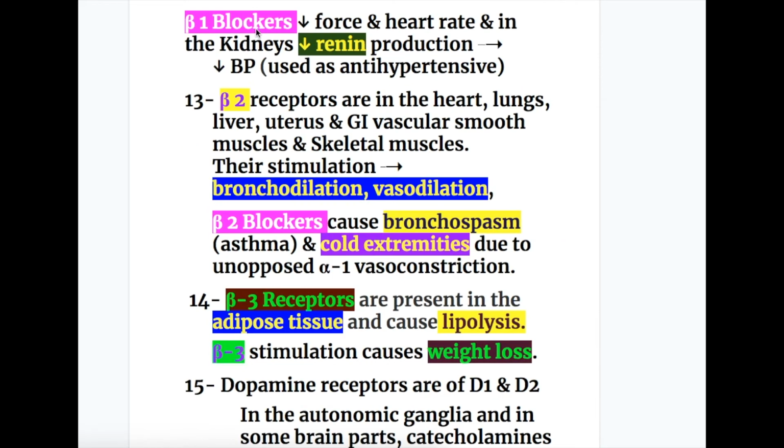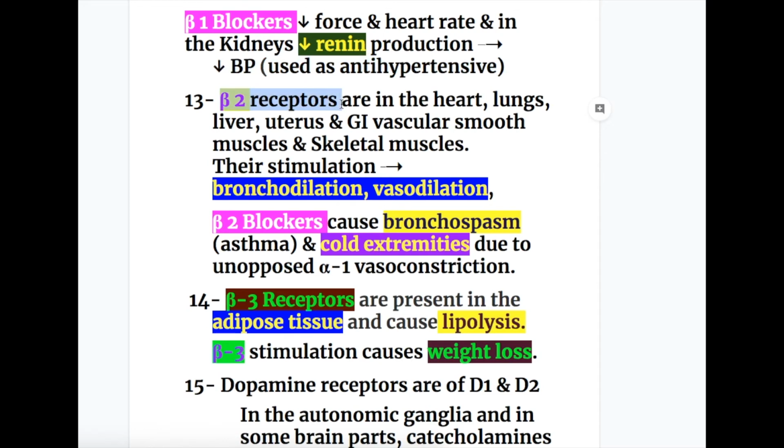So let's discuss beta-1 and beta-2 blockers. Beta-1 blockers decrease the force and heart rate, and in the kidneys they decrease renin production, which leads to a decrease in blood pressure, and they're used as antihypertensives for that reason.